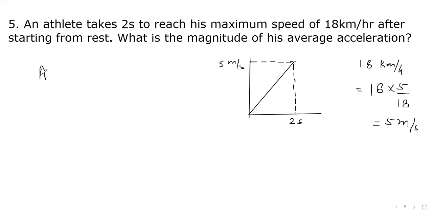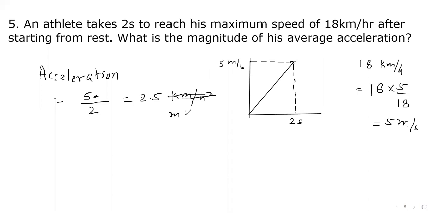Now acceleration equals change in speed upon time. Speed maximum 5 minus 0 is 5, divided by 2 minus 0 is 2. So 5 divided by 2, that is 2.5. Sorry, here we are calculating meter per second, so this will be meter per second squared. Question number 6.